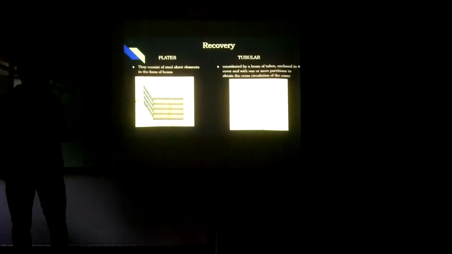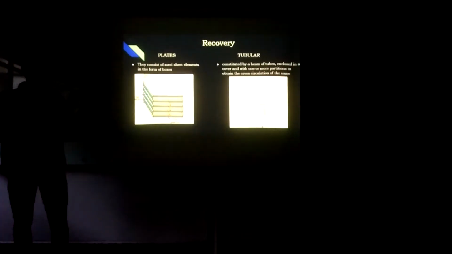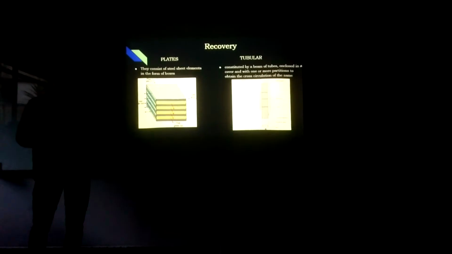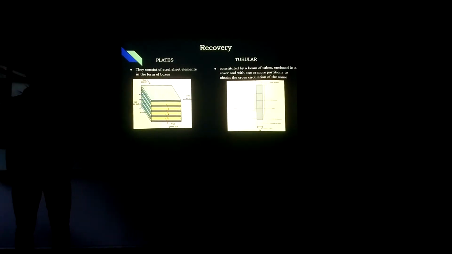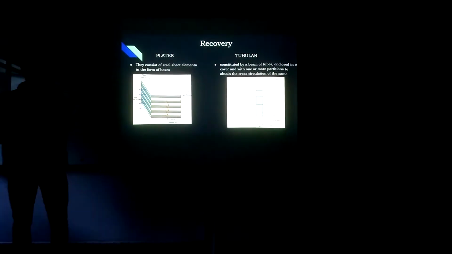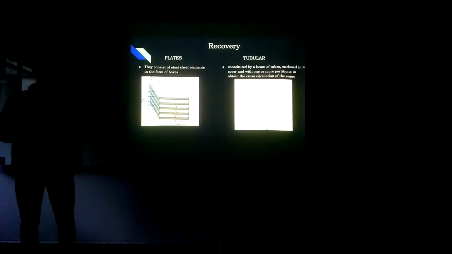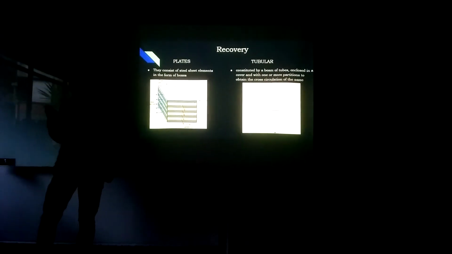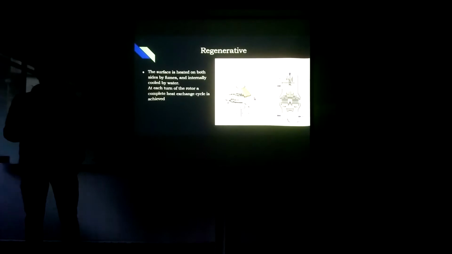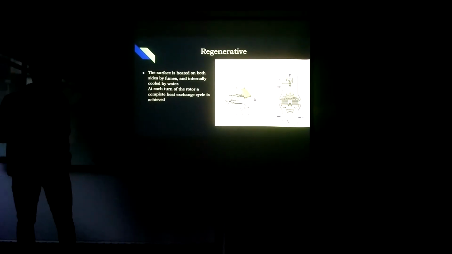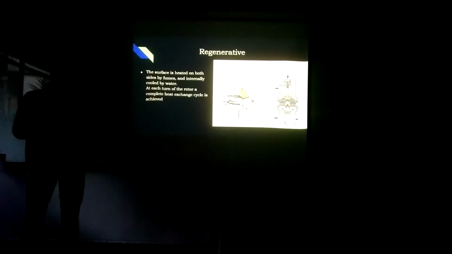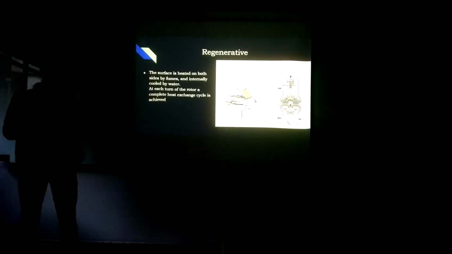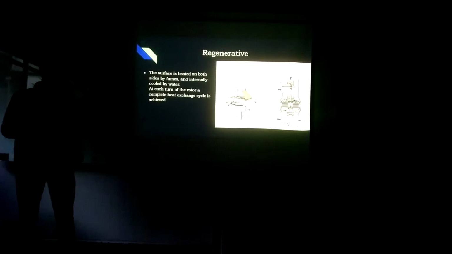The plates consist of steel sheet elements in the front of a box, and the tubular type constitutes a tube enclosed in a cover with one or more partitions to obtain the cross circulation of the same. The surface is heated on both sides by fumes and internally cooled by water. At each turn of the rotor, a complete heat exchanger cycle is attached.